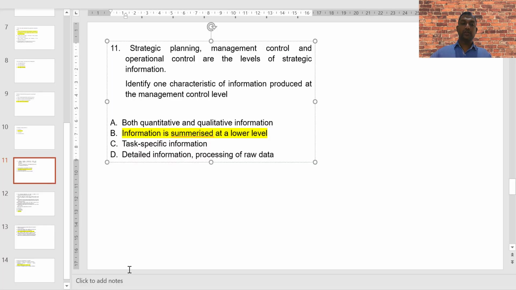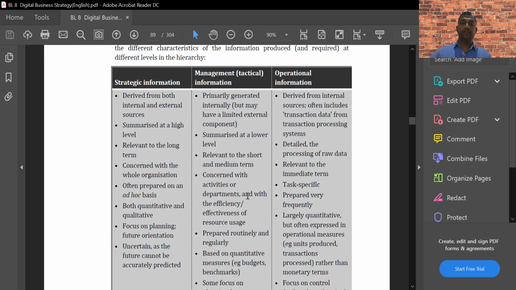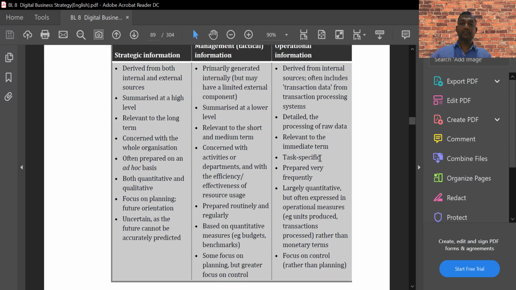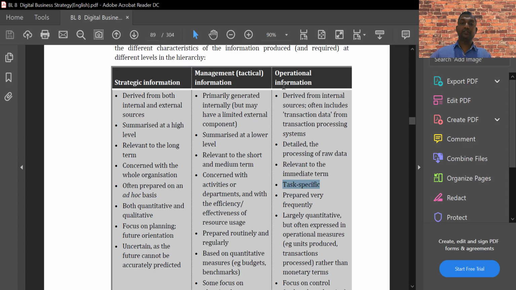So if we look at the question and identify one characteristic of information produced at this level, let's see the 4 characteristics. Both quantitative and qualitative information. Information is summarized at a lower level. Task specific information, detailed information, processing of raw data. So you can clearly see now, for example, task specific information are used at the operational level, right? So detailed, the processing of raw data also is part of the operational information.